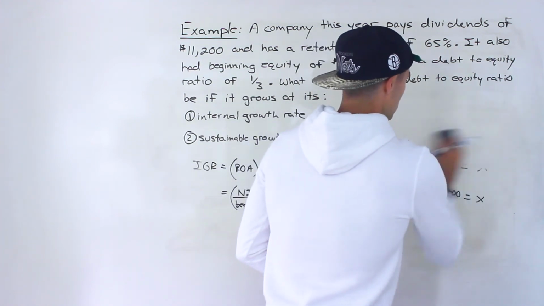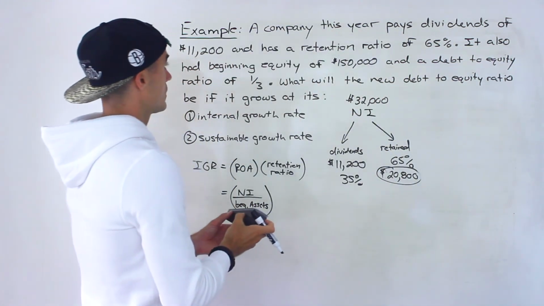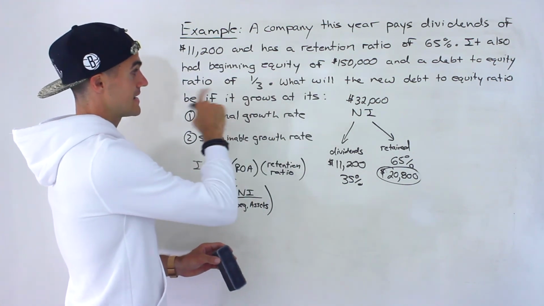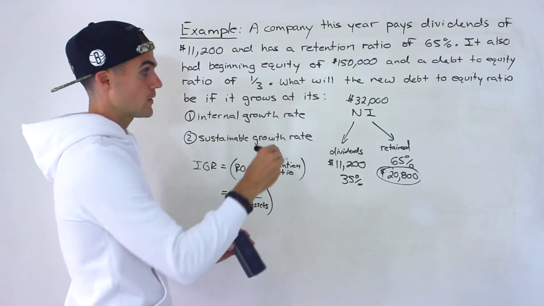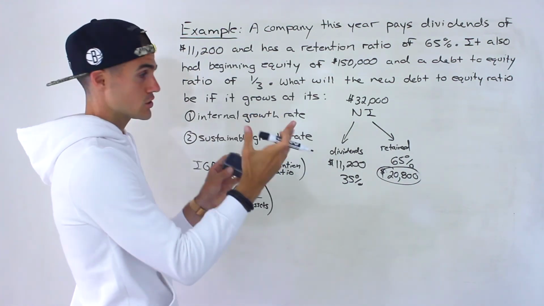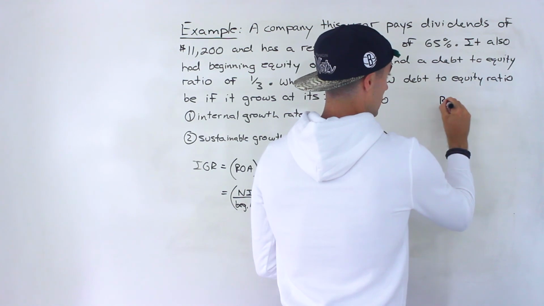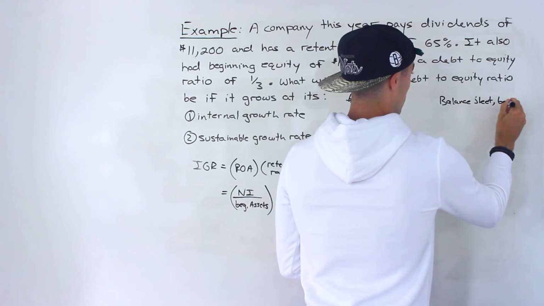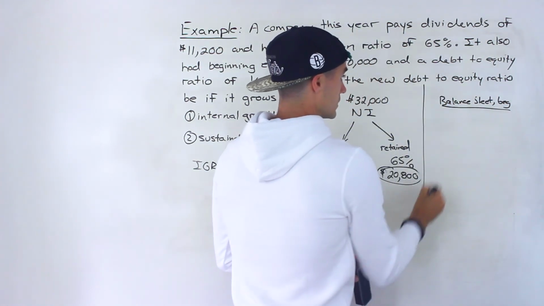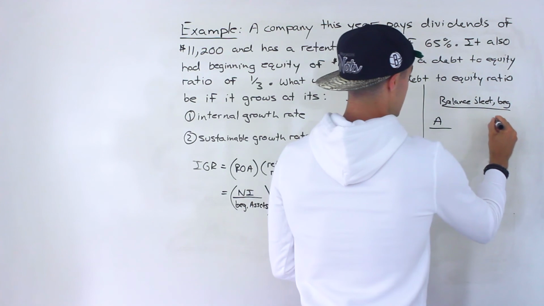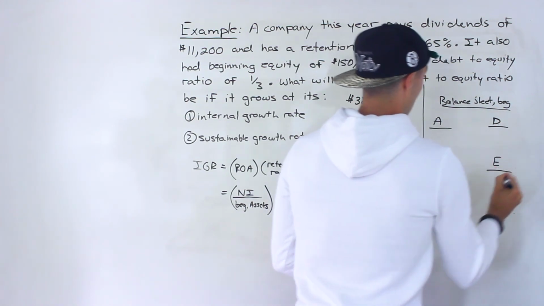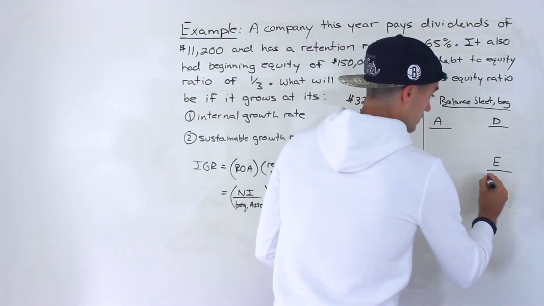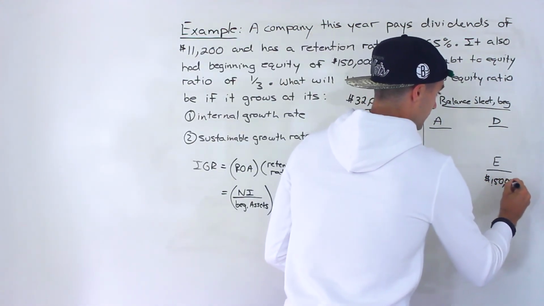Now, what other information are we given? Notice we're given the beginning equity amount and the debt to equity ratio of 1/3. So we can find out from that information the entire balance sheet at the beginning of the year, which is going to be useful in this question. So splitting these up, we got assets, we got debt, and then we have equity. So we're told that the beginning equity is $150,000. That's this amount over here.